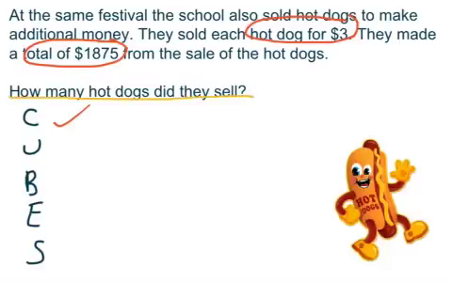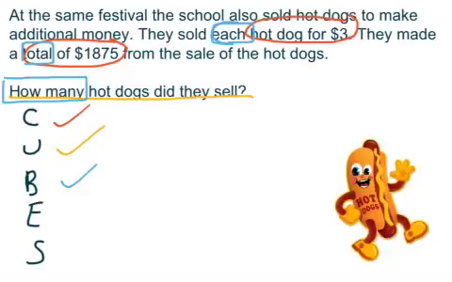So this time we don't want to see how much money they made. We know how much money they made, $1,875. We want to know how many hot dogs they sold. So what are my action words? There's, again, an each hot dog there, for $3. But there's also, they made a total of $1,875. And in the question, I really like the action word, how many hot dogs did they sell?